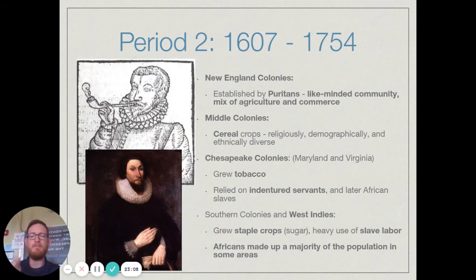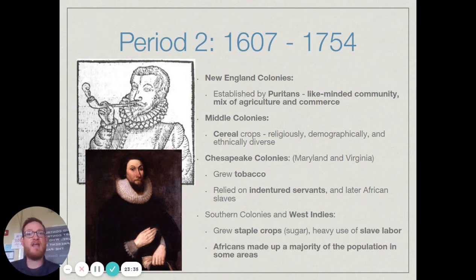So, Period 2 again. Looking at the different groups of colonies here. One, you have the New England colonies, who were established by the Puritans. Again, the Puritans were originally supposed to come to the Virginia colonies. They get thrown off track and they settle up in New England. Now, the New England colonies are going to be different in that the people that came to the New England colonies, the Puritans and then the Pilgrims, came here for religious freedom. That was their primary focus.